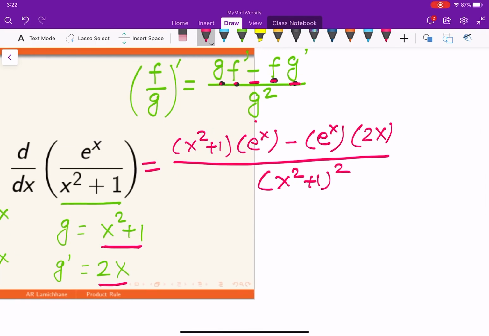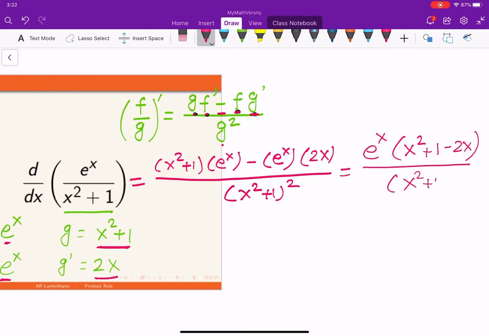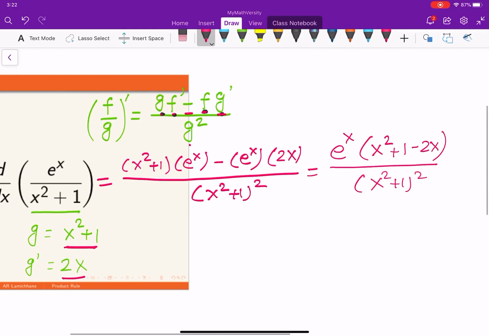So we can say that this is the derivative, but if you would like to simplify this, we can take at least e to the power x out as a common factor at the top. When we do that, on the first term we find x squared plus 1 as a remainder, and on the second term we get negative 2x, right? And then underneath that we have the square of x squared plus 1, and this is the derivative of the given function e to the power x over x squared plus 1.